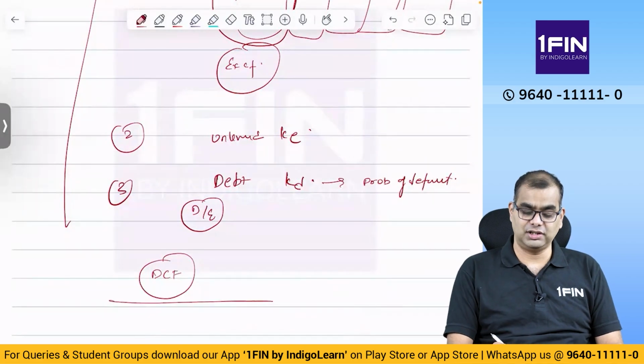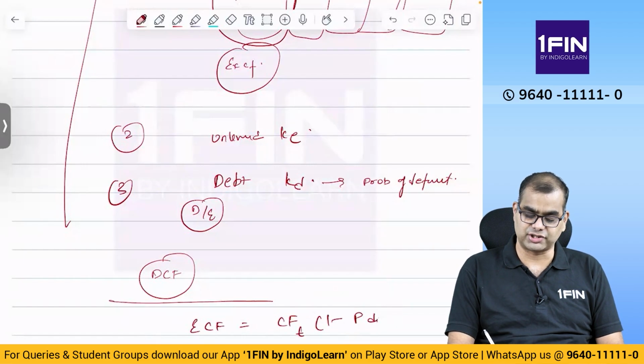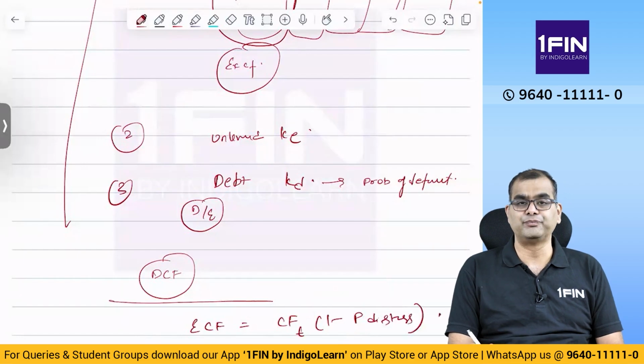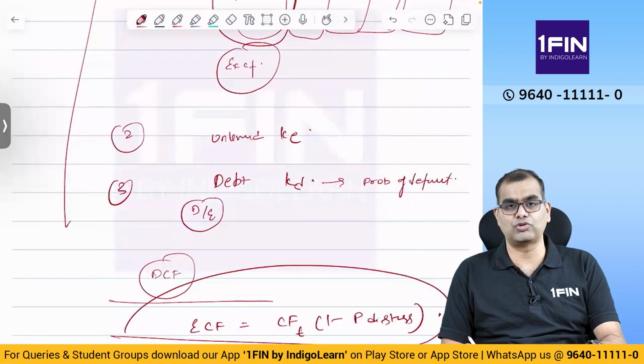If you don't have all this, the entire working of distribution of probabilities and cash flows, then you do expected cash flow is equal to cash flow in a period into 1 minus probability of distress. Okay, remember this formula. Now, we are going to solve a problem specifically associated with this. Now, let us go and look at a problem.